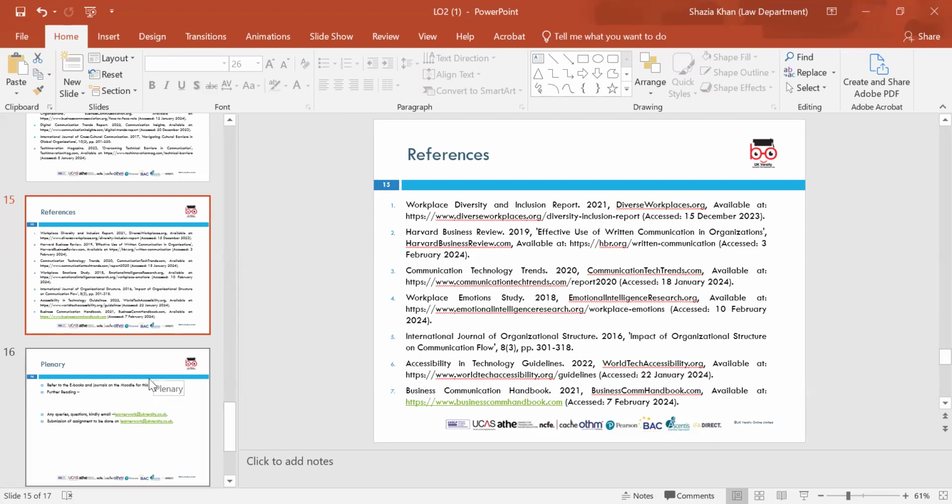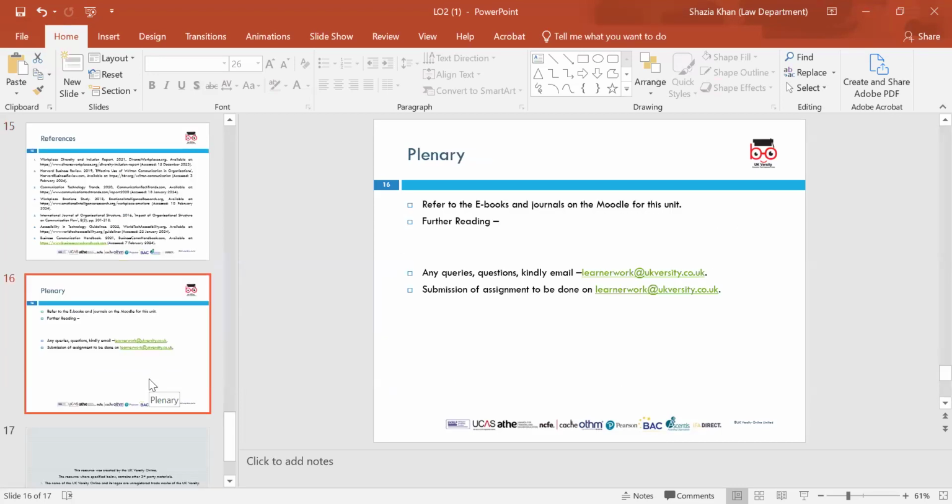So the plenary, now we've finished this session, which is learning outcome 2. Have you got any questions, Ghulam? No, it's okay. If you've got any questions, you can just email learnerwork@ukvarsity.co and use Moodle as well for any sort of additional resources, ebooks, anything like that. Okay, so you've got access to Moodle, and you've got access to email if you have any issues.